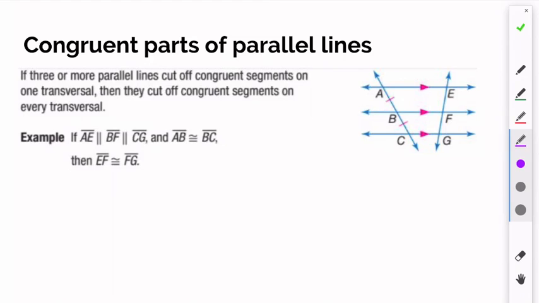The next section is on congruent parts of parallel lines. If three or more parallel lines cut off congruent segments on one transversal, then they cut off congruent segments on every transversal. So if AE, BF, and CG are parallel, and AB is congruent to BC, then EF has to be congruent to FG. That's all it's saying. If these parallel lines cut the transversals exactly in half on one side, it has to be the same on the other side.